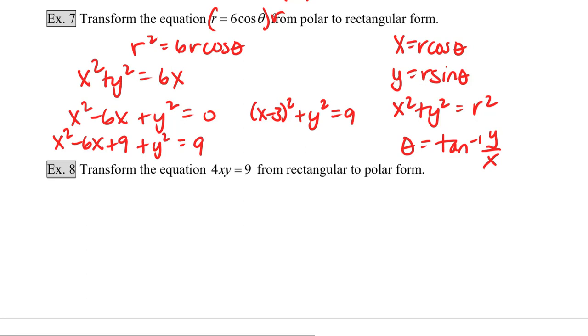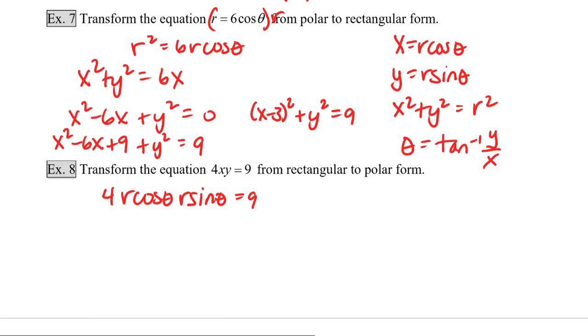Example 8, transform the equation 4xy equals 9 from rectangular to polar form. Well, this one is a little bit easier because I can just substitute in r cosine theta and r sine theta for x and y. So this becomes 4 times r cosine theta, r sine theta is equal to 9.